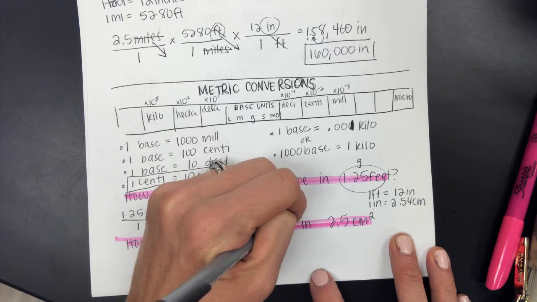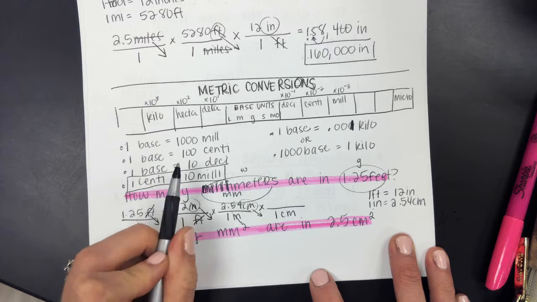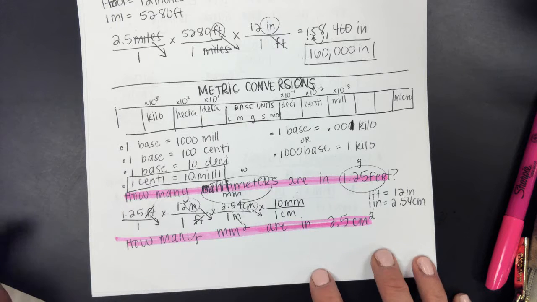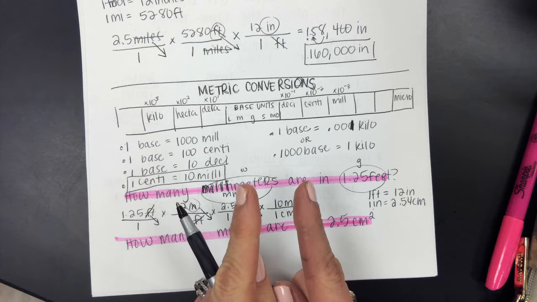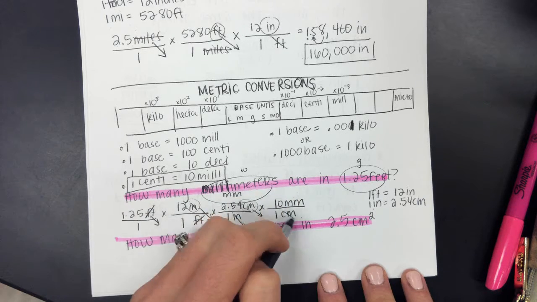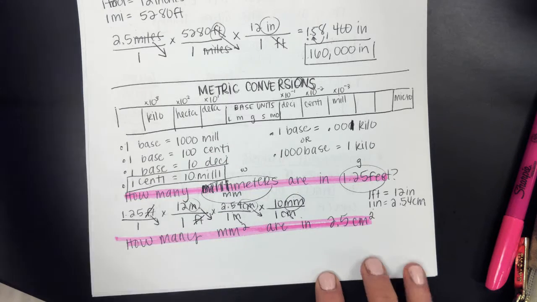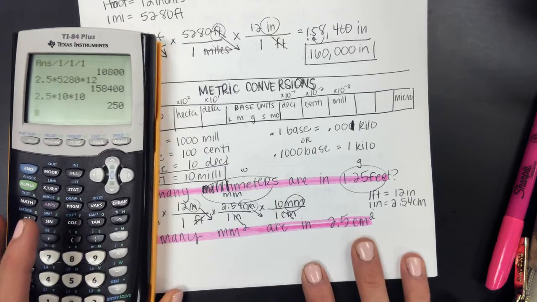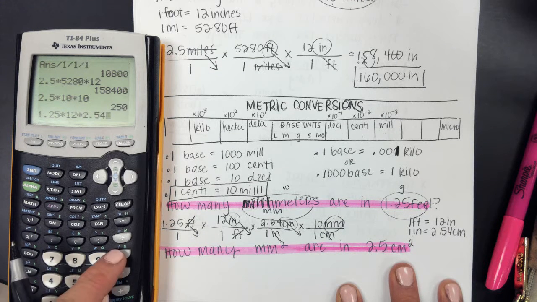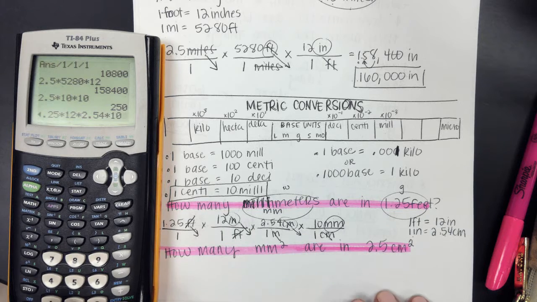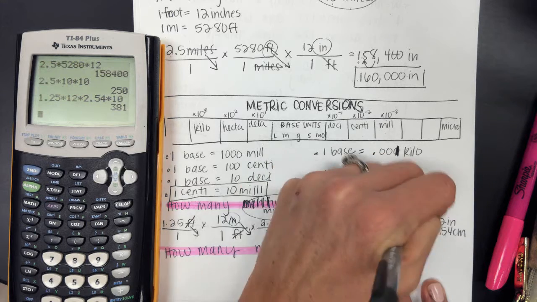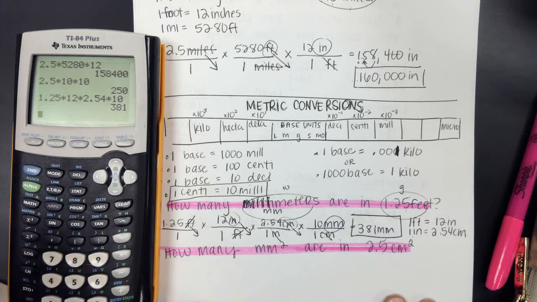Drop your units. 1 centimeter is equivalent to 10 millimeters. Think about your rulers. You've seen that the increments that look like this are centimeters, and you have 10 dashes in between. Those are your millimeters. So you canceled out centi. You are in milli. You are cleared to do your math. So 1.25 times 12 times 2.54 times 10, and again, nothing in the bottom to divide by, and that gives me 381 millimeters. Double check your sig figs, 3 sig figs, nice.